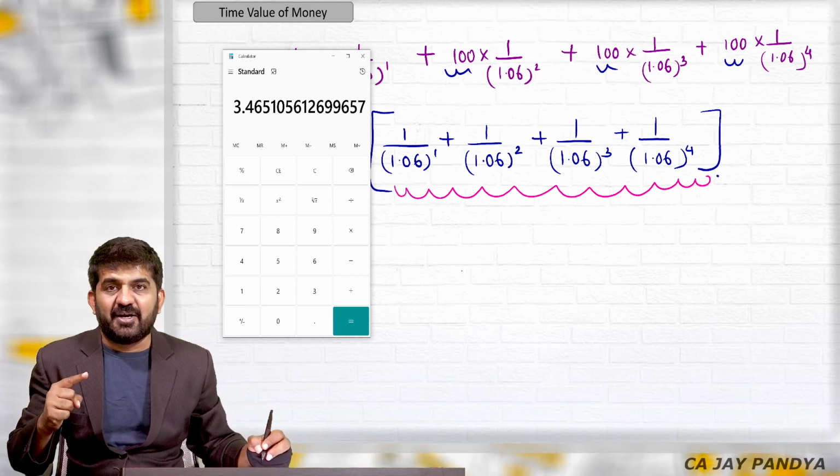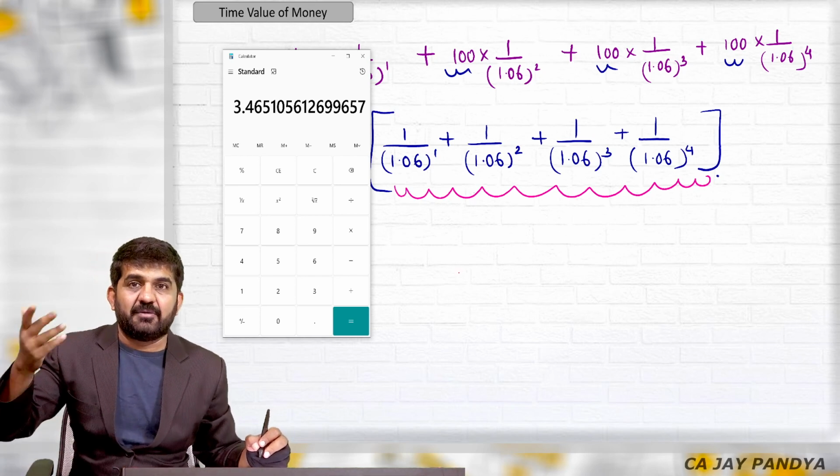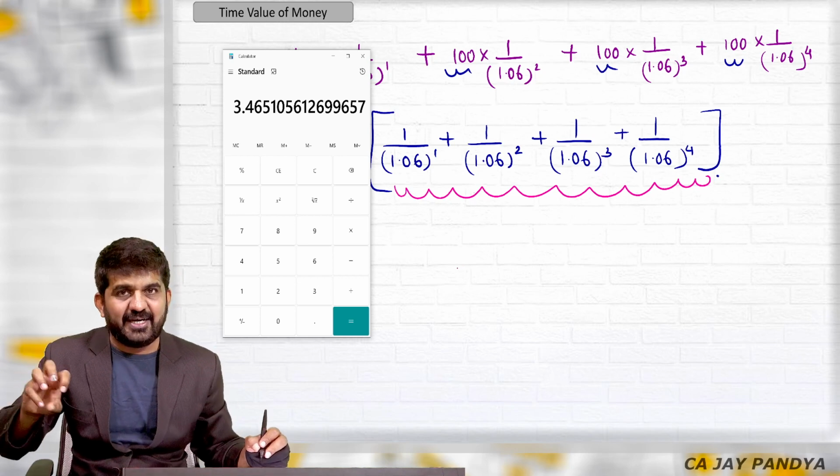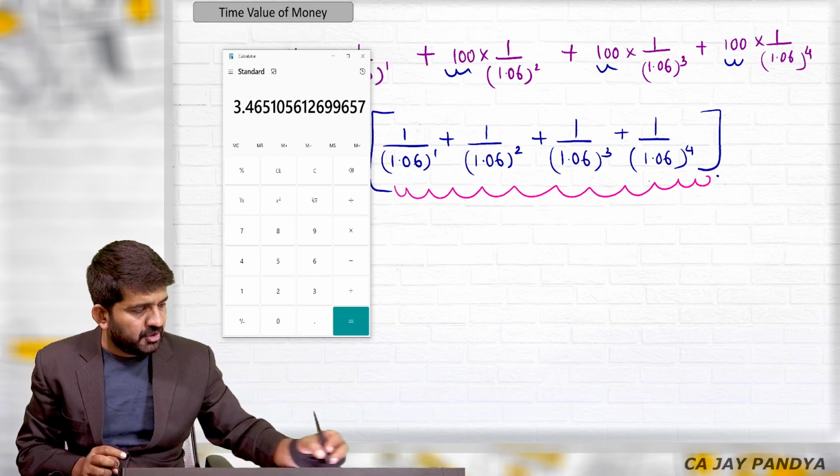1 divided by 1.06 raised to 1 is already added, plus 1 divided by 1.06 raised to 2 already added, 3 already added, and 4 already added. This is the answer of this particular bracket.